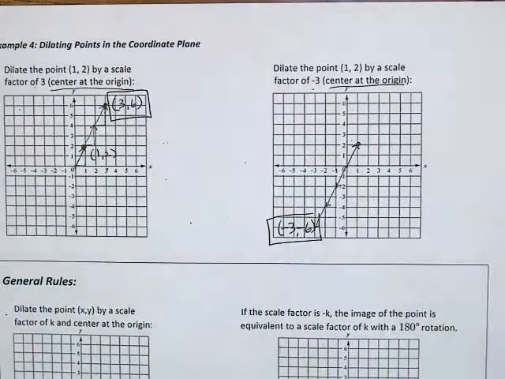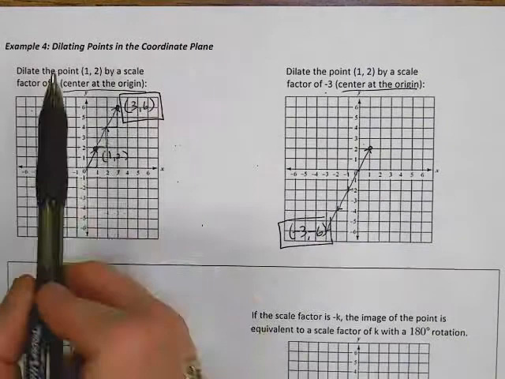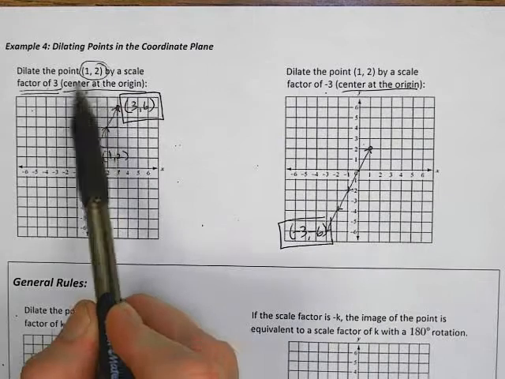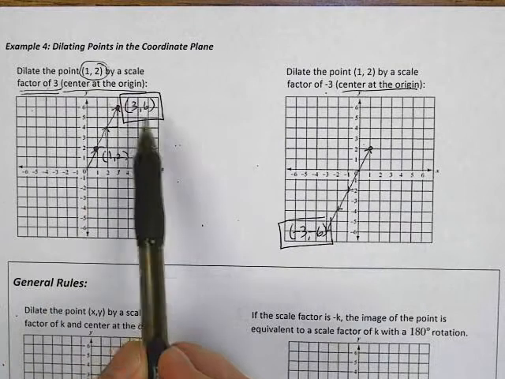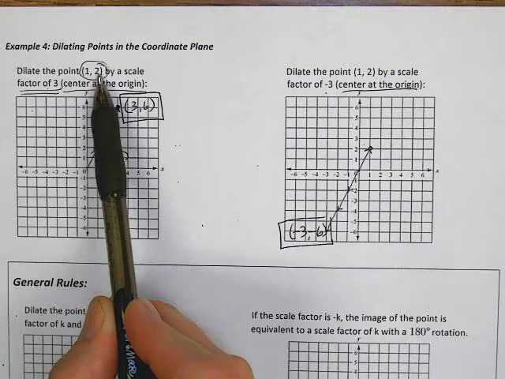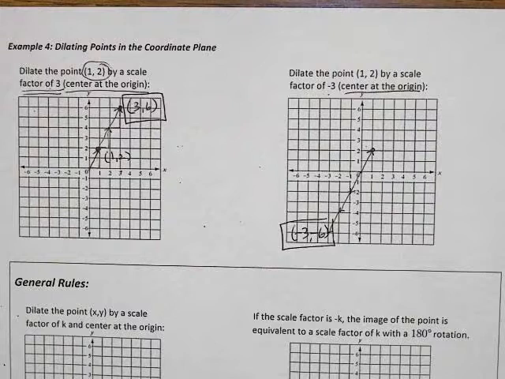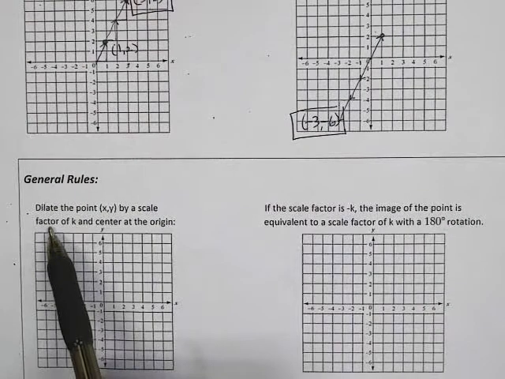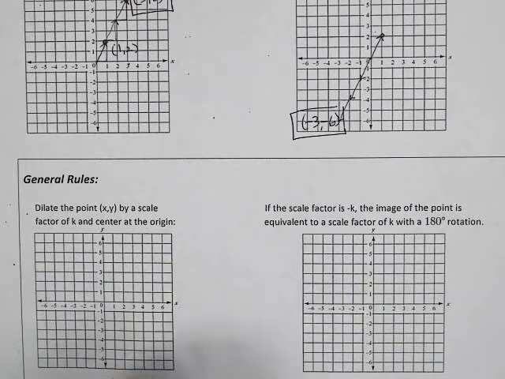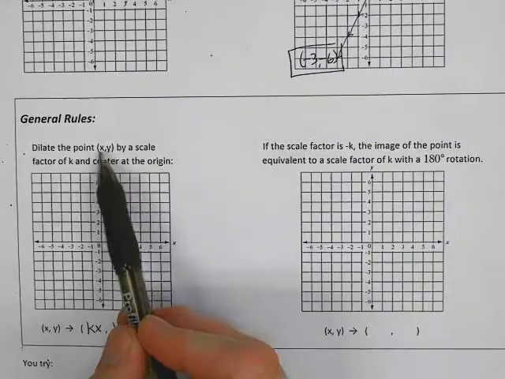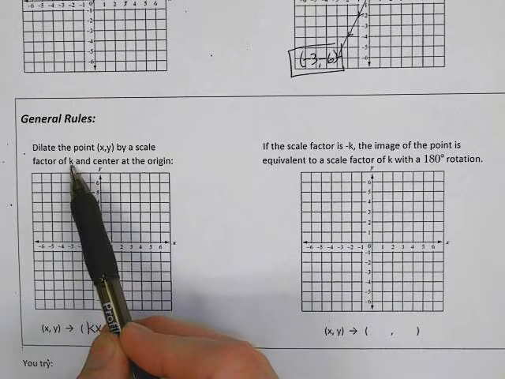All right, now look at, though, I think we can come up with a rule pretty easily. We started at 1, 2, and we dilated by 3. What do you do to 1, 2, and the number 3 to get 3, 6? I hope you can see that all we did was simply multiply the 3 in to each one of those values. So as a general rule, we could say dilating the point x, y by a scale factor of k from the center just leads to kx, ky. So you're just simply taking your point and multiplying in the scale factor.